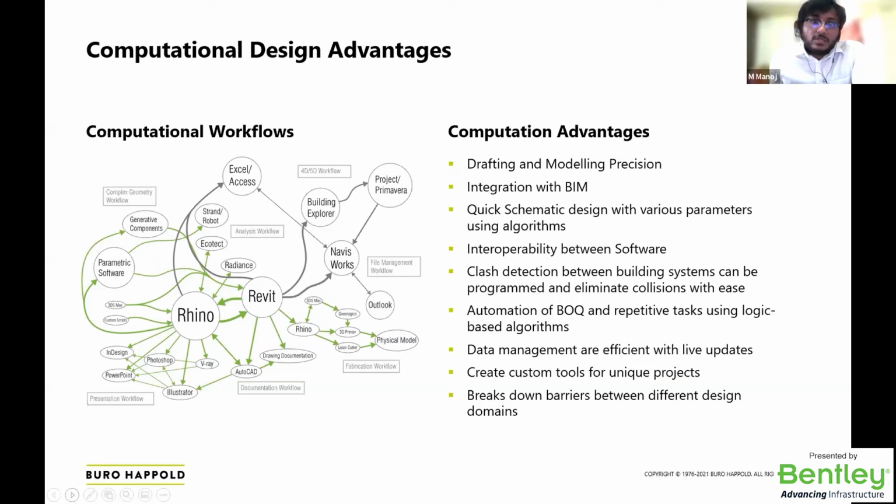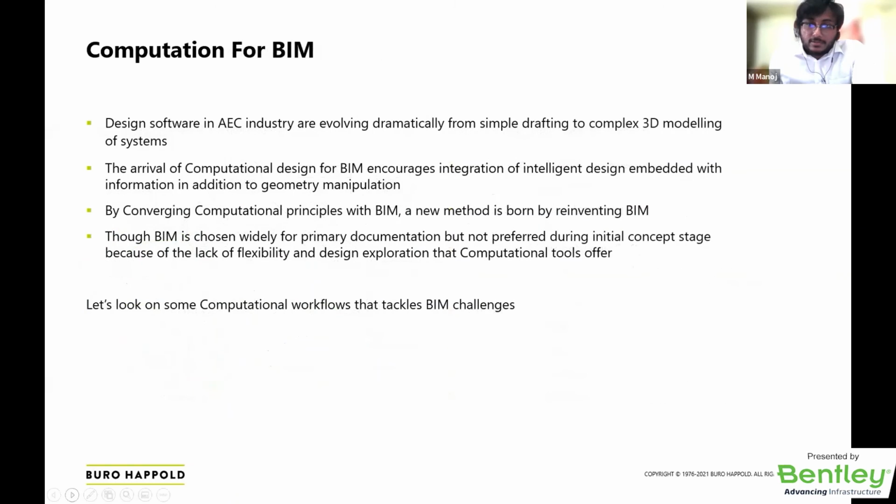Let's see how we implement this in the BIM workflow to tackle its challenges. We already know the AEC industry is growing a lot. It's growing very fast, from the age of AutoCAD to 3D modeling to AR and VR, which is what we are seeing these days. Computational design actually encourages all these things. It is pushing all of us to go beyond what we can see from the out-of-the-box solutions.